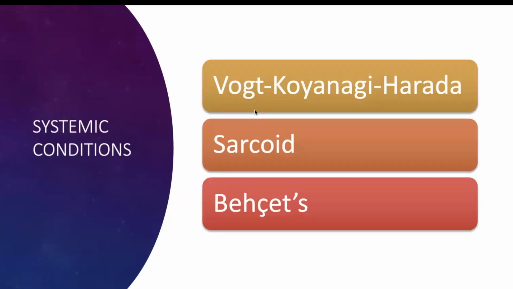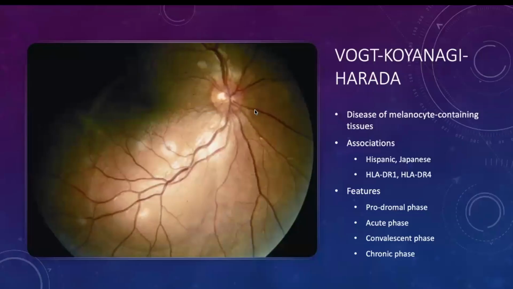So the bulk of today's session will be looking at systemic conditions which present with inflammation in the eye. We're going to look at VKH, sarcoid, and Behçet's today. And I'm also going to make a quick comment on sympathetic ophthalmia at the end, because it's not quite a systemic condition, but there are things to bear in mind that are related to the intermediate and panuveitis theme today.